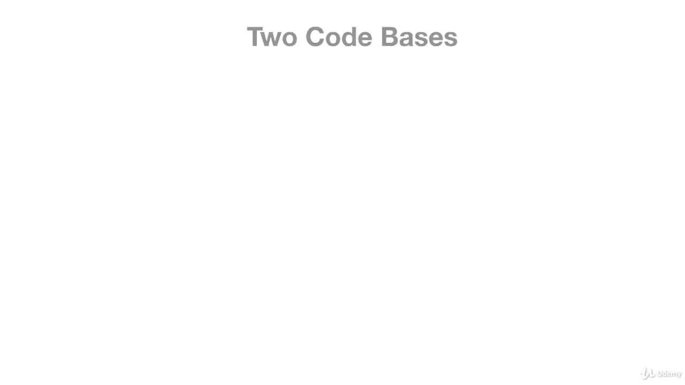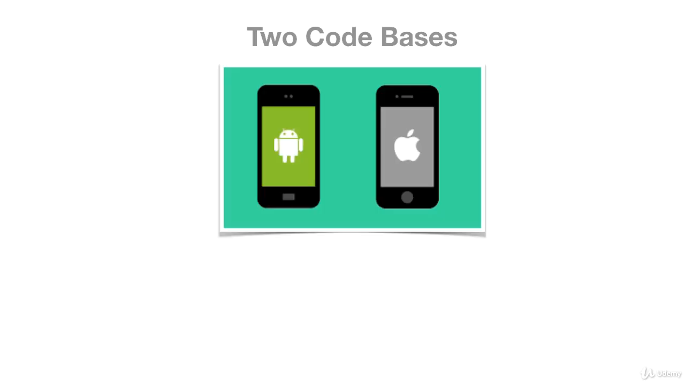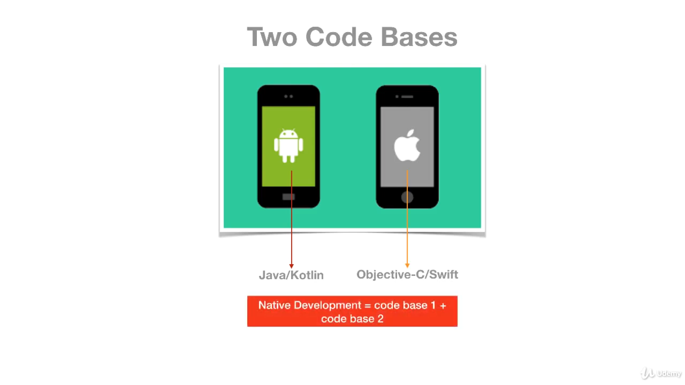Now, the problem with that is that we have two code bases, right? Because again, if we want to build an Android app, we have to know Java or Kotlin. For iOS, most recently, you have to know Swift. This means we now have two code bases, one for Java, the other one for Swift.